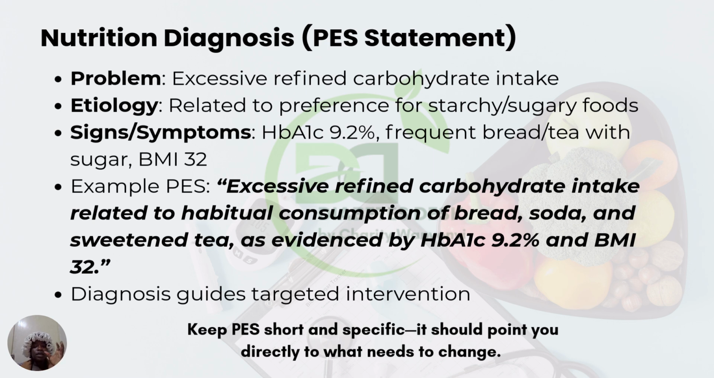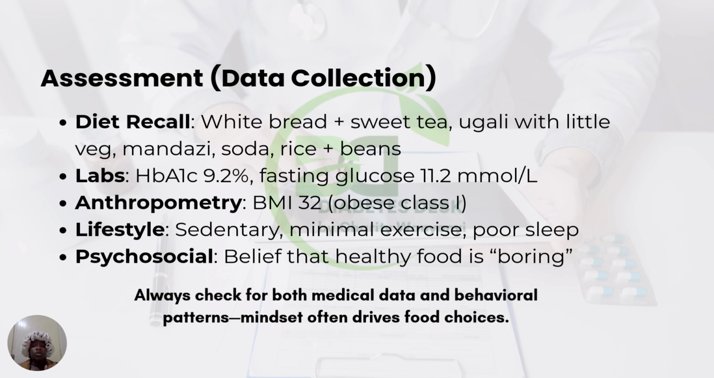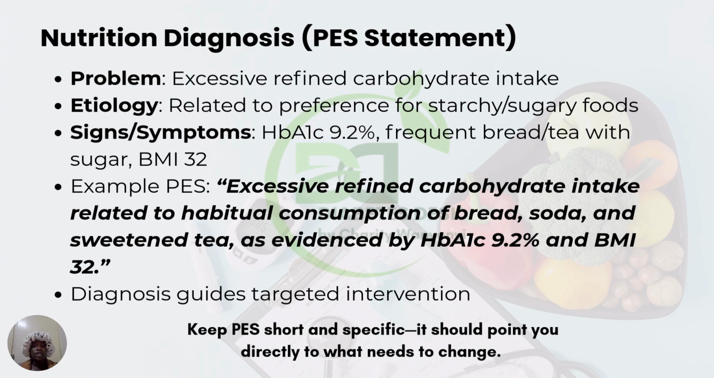So from that PES recollection, I'm going to come up with a statement. Excessive refined carbohydrate intake related to habitual consumption of bread, soda, and sweetened tea, as evidenced by an HbA1c of 9.2% and a BMI of 32, or you can say fasting glucose of 11.2. You can also say sedentary lifestyle or inactivity. Inactivity related to sedentary lifestyle, as evidenced by a BMI of 32. So you can come up with your own.